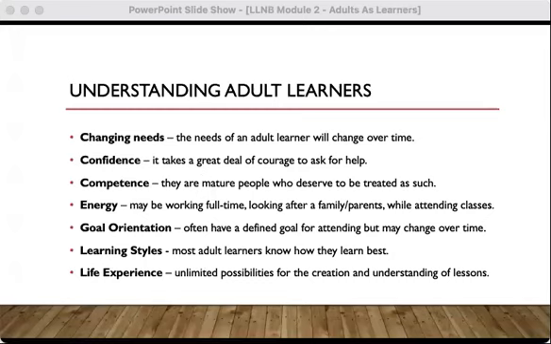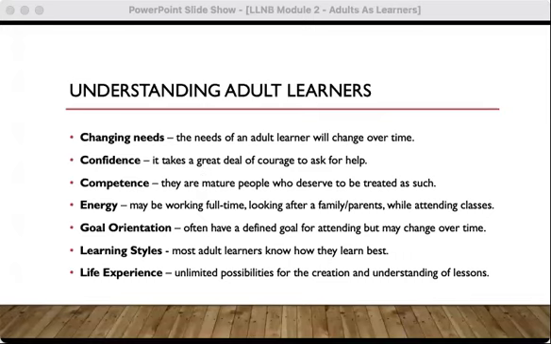What else do we know about adult learners? Well, we know they have changing needs. The needs of the adult learner is going to change over time. The goals they identified at the beginning may become more realistic or evolve. For example, wanting to read to their children may become secondary to needing to read messages from the school and write messages to the teacher.